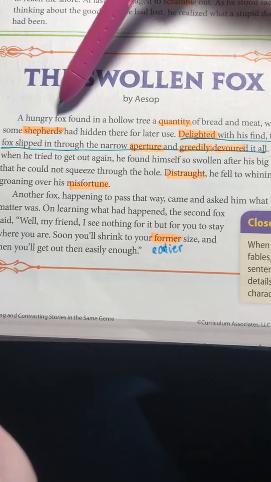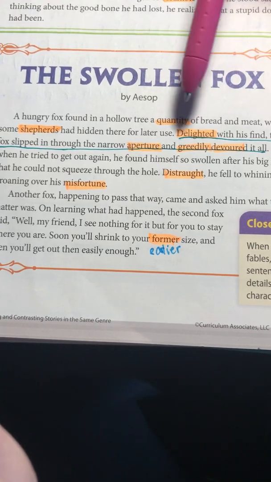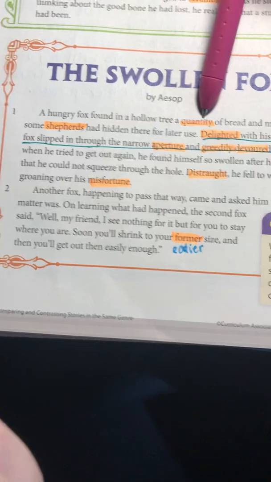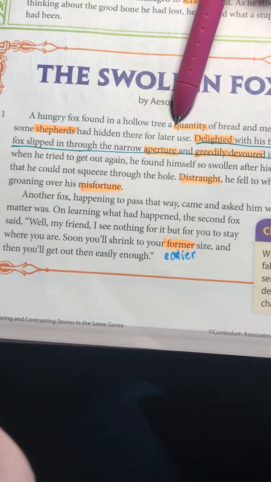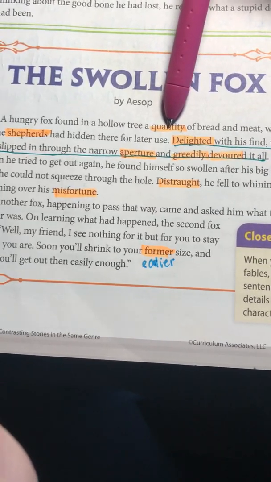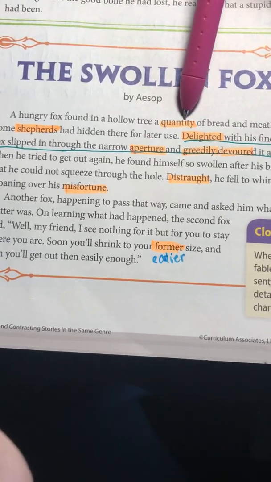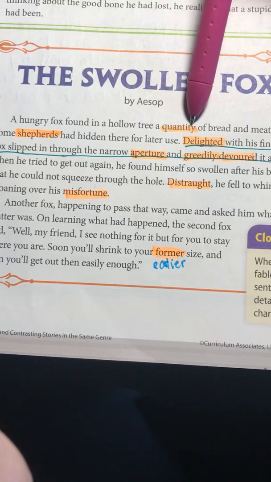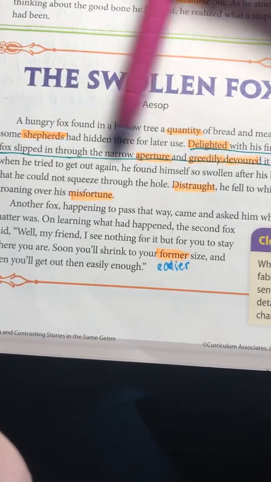So, a hungry fox found in a hollow tree a quantity of bread and meat. Quantity just means amount, an amount of something. It doesn't say a large quantity or a small quantity, but it's usually used describing a larger quantity of something. So he found an amount of bread and meat, which some shepherds had hidden there for later use.